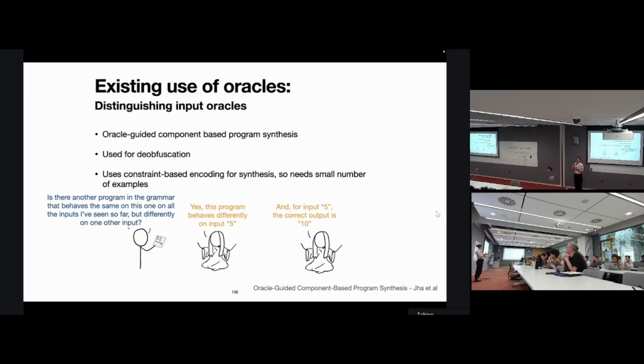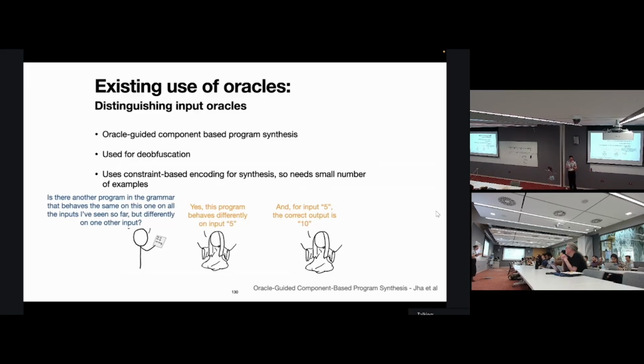My synthesis is happening based on having a set of input-output examples. Given I've got a program that works for my input-output examples, which I've collected from the thing I'm deobfuscating, is there another program in the grammar that would also work for those examples, but behaves differently on at least one other input? Because if there is, then I know that my specification is not sufficient. So then I find that distinguishing input and I execute the black box on that input.